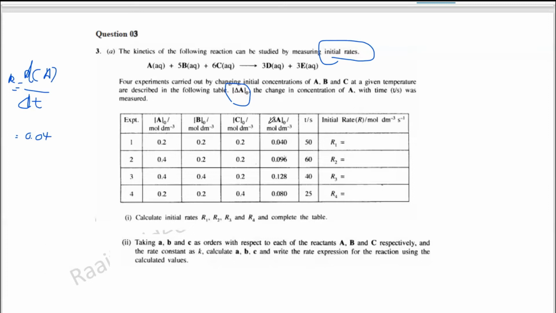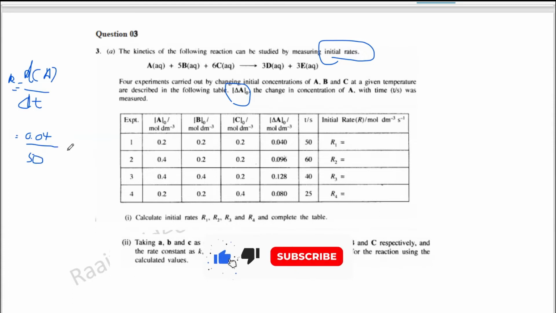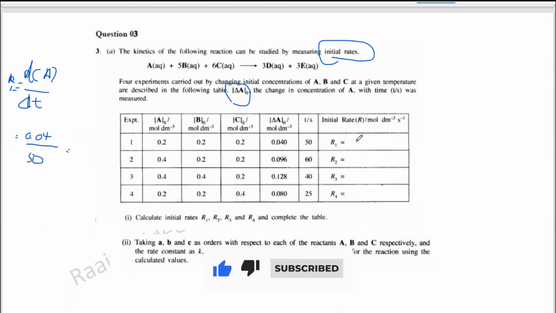So please put the units when you are plugging into the equation to find R1 for this particular experiment. You can divide it by 50, and you will have R1 as 0.04 over 50, which means 4 over 5,000. So this will be around 8. 40 over 5 is 8, so 8 into 10 to the power minus 4, in mol dm to the power minus 3 per second. So you need to write these values here, R1, R2, R3, and R4.